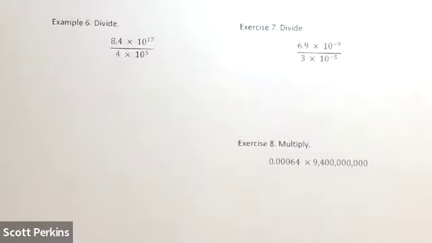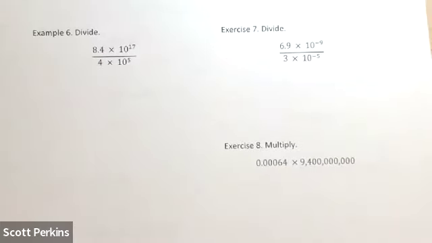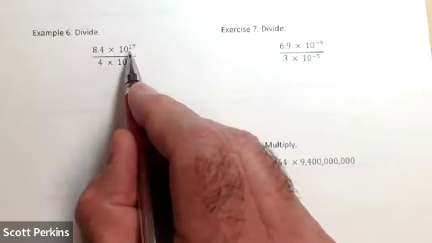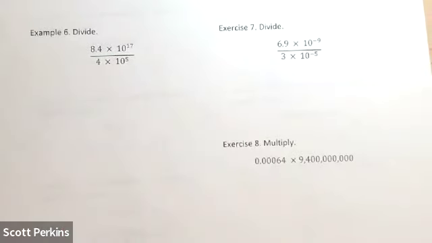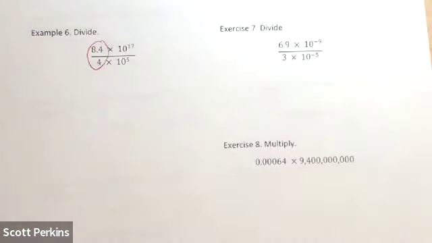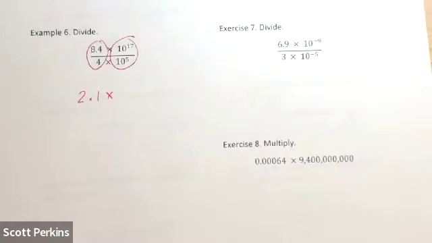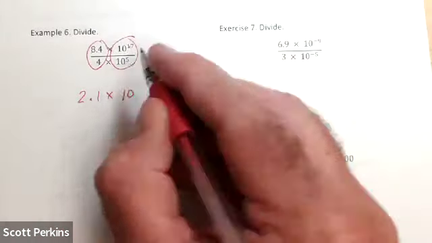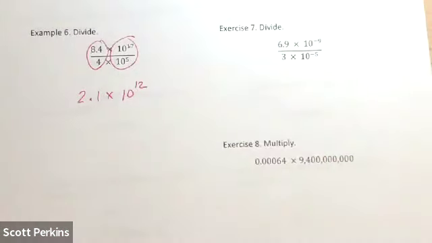Okay, lastly, I've got some division here, and we're going to finish up with this. So my last example, I've got 8.4 times 10 to the 17th divided by 4 times 10 to the 5th. So again, we're just going to do what we did before. I'm going to divide the number parts. So 8.4 divided by 4 is 2.1. Then I'm going to divide the tens. And this is just the reverse. When you multiply your tens, you add the exponents. When you divide your tens, you subtract. So 17 minus 5 is 12, 10 to the 12th.